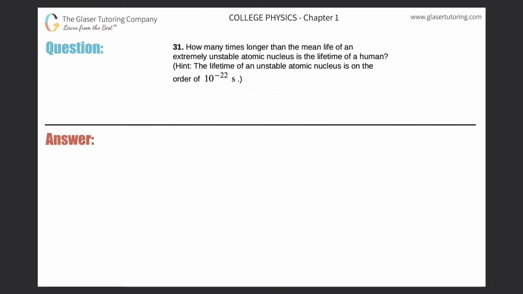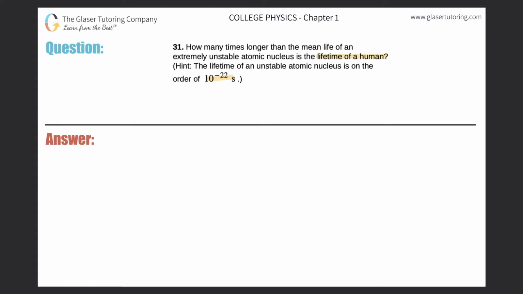Number 31. How many times longer than the mean life of an extremely unstable atomic nucleus is the lifetime of a human? And they give us, now it says hint, right? They give us the lifetime of the unstable atomic nucleus, and it's on the order of 10 to the negative 22 seconds. Okay, so basically in this problem, what we're trying to do is find a ratio.